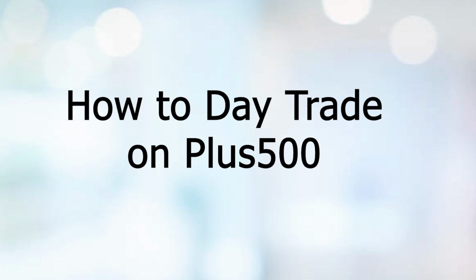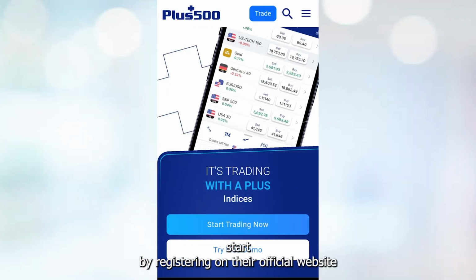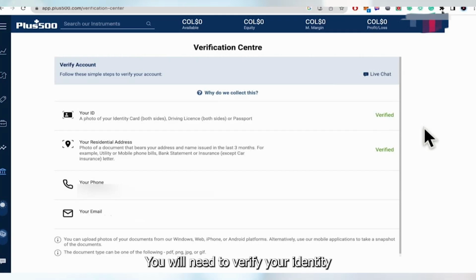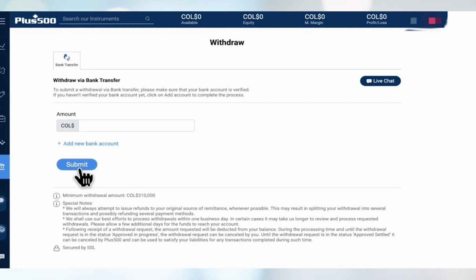How to day trade on Plus500. To day trade on Plus500, start by registering on their official website and creating either a demo or real account. You'll need to verify your identity and deposit funds through your preferred payment method.